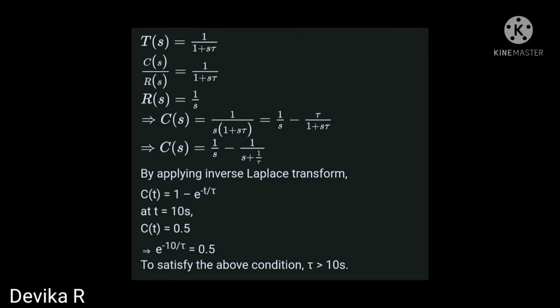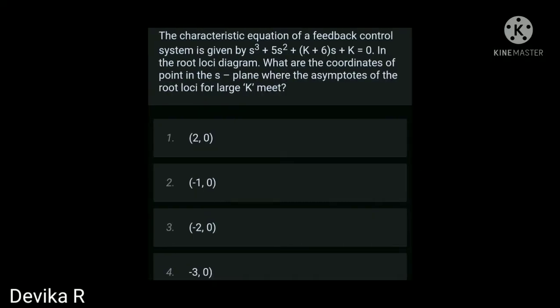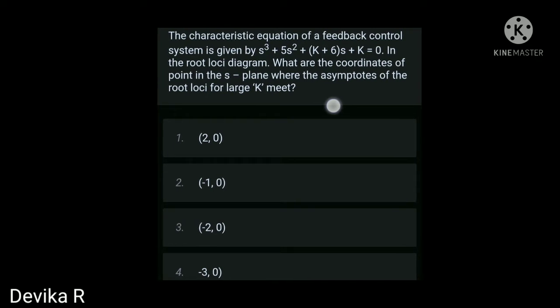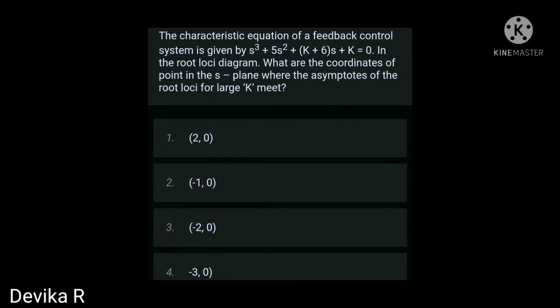Okay, the next question: the characteristic equation of the feedback control system is given by s cube plus 5s squared plus (k plus 6)s plus k equal to 0. In the root locus diagram, what are the coordinates of the point in the S-plane where the asymptotes of the root locus for large k meet? What they asked was where the asymptotes meet, and that is the centroid. So we have to find the centroid for this question.